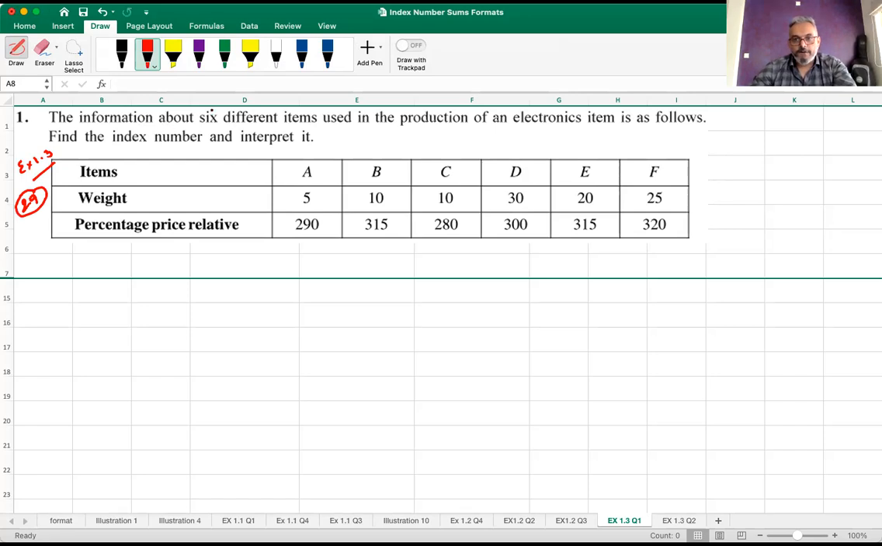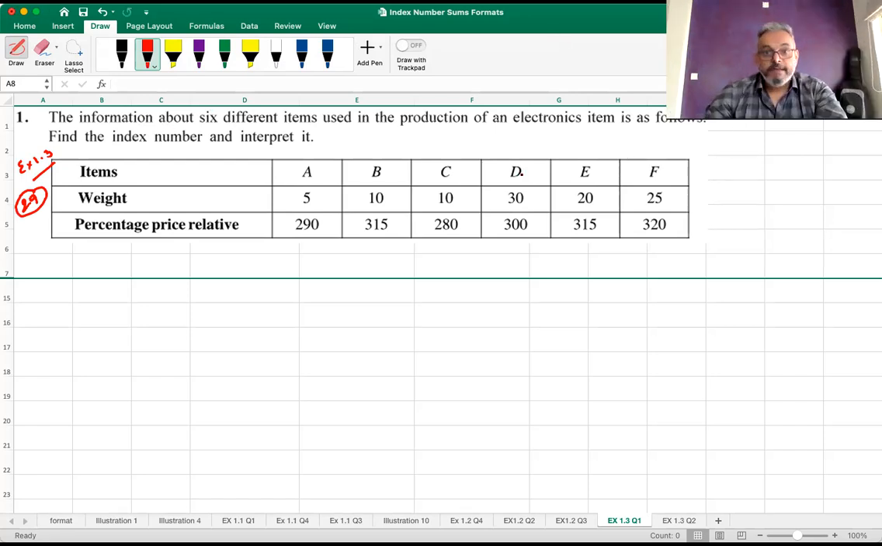Now, the information about 6 different items used in production of an electronic item is as follows. Find the index number and interpret it. Looking at the question, we will decide what index number formula we will be using. Items are given A, B, C, D, E, F. Weight is importance, denoted by W.